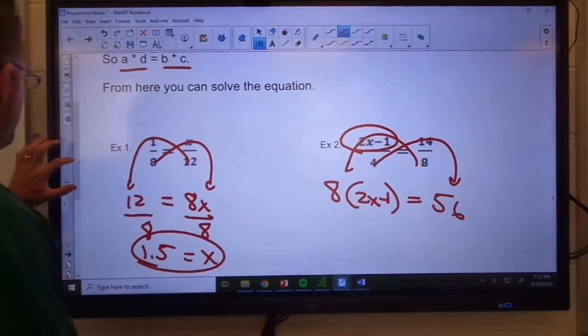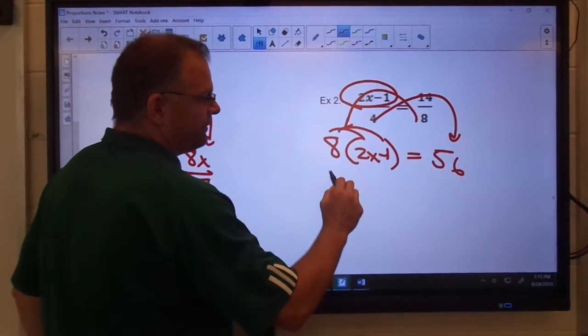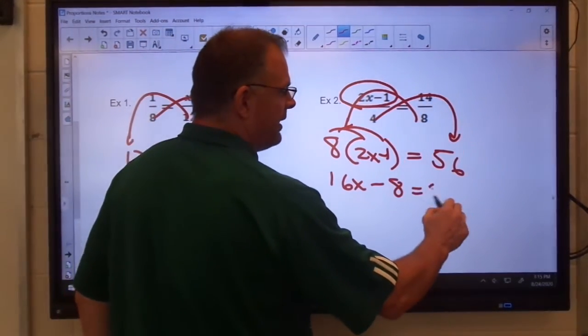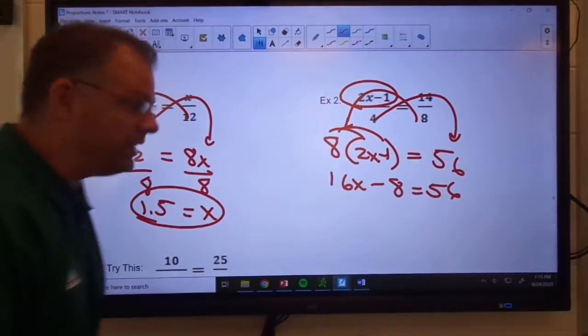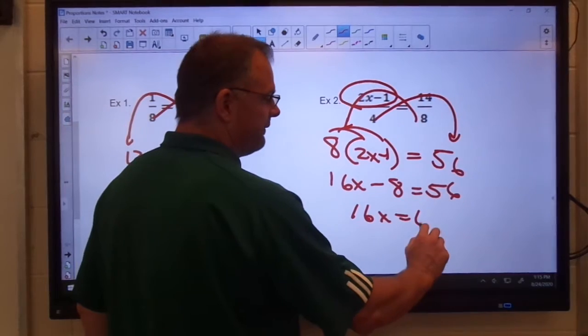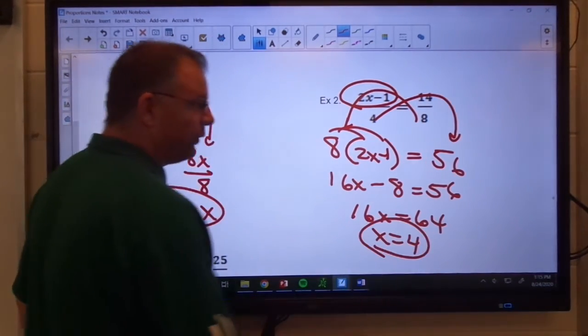So, when I have these parentheses, I can just distribute. 8 times 2x is 16x, 8 times negative 1 is negative 8, and now I just have a normal algebra equation I can solve. Adding 8 to both sides would give me 64. Divide that by 16, and my answer is 4.